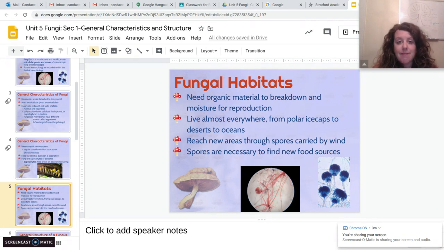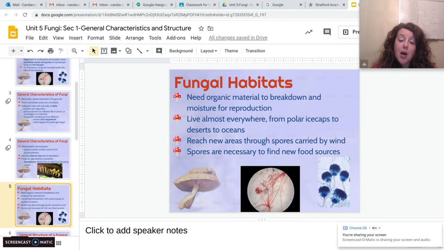Okay, they have to have that outside carbon source. Okay, so they need some type of organic material that they can break down, and that's usually plant cellulose because they do break down mostly plants. They need moisture, and that's because they need it for reproduction. So that's why you usually only see mushrooms after it rains. Okay, if you're going through a drought, you're not really going to see a mushroom. Okay, because they have to have moisture to release their spores.